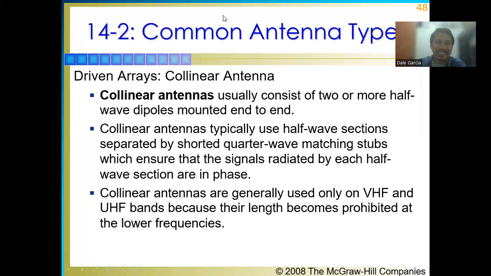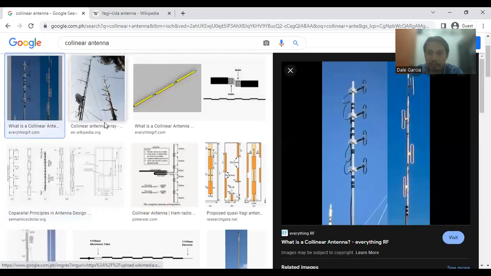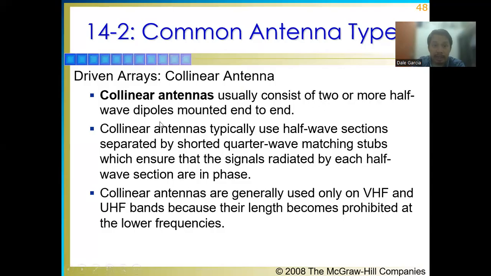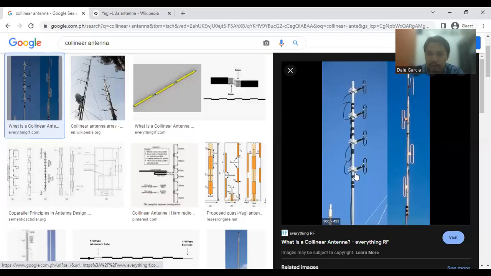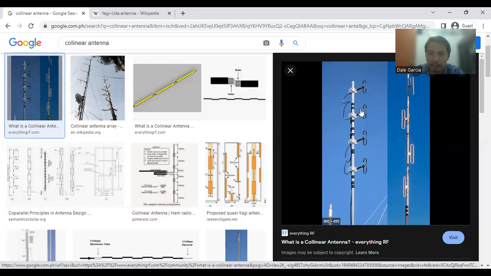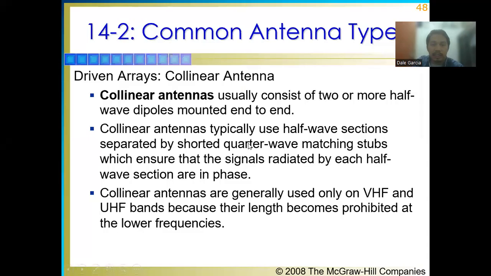Maybe in the beginning they kept trying until they perfected the measurements. So collinear antennas are the same kind of antenna, usually two or more half-wave dipoles mounted end-to-end. This is one half-wave dipole, this is another half-wave dipole, another one. Collinear antennas typically use half-wave sections separated by a shorted quarter-wave matching stub, which ensures that the signals radiated by each half-wave section are in phase.